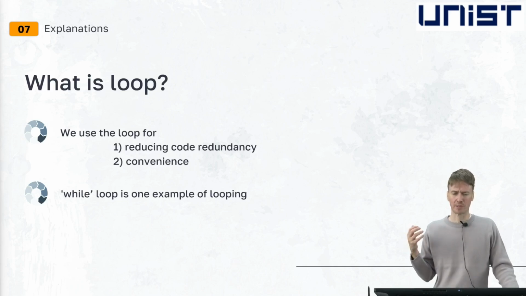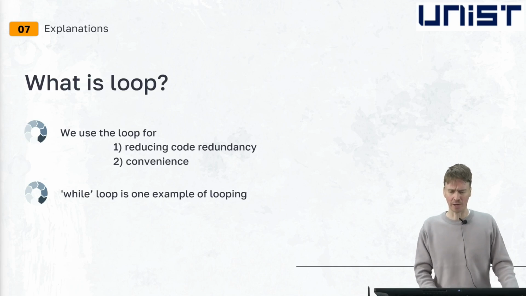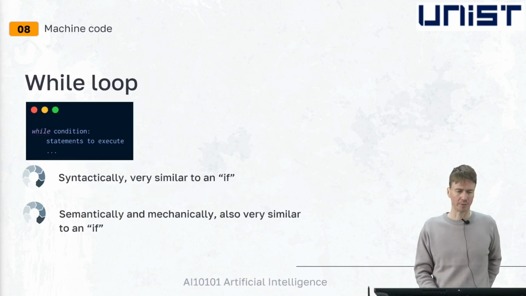We use loops to reduce code redundancy. Sometimes it's more convenient to use a loop. Sometimes you really just have to use a loop because you only have a simple operation that has to be repeated to do what you want. Python has 2 types of loops, a while loop and a for loop, and we're going to start off in this course by looking at while loops.